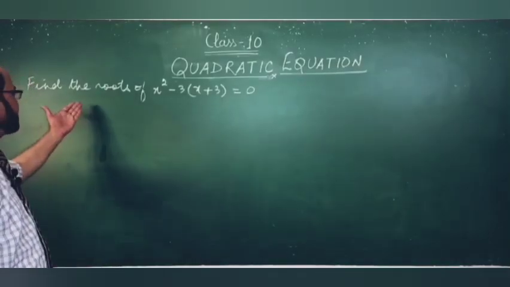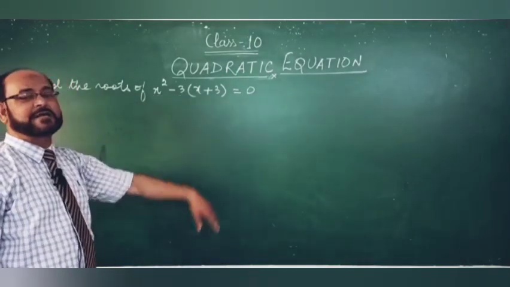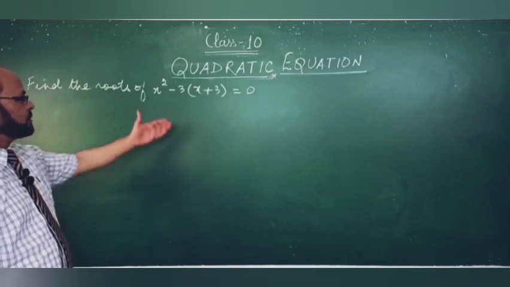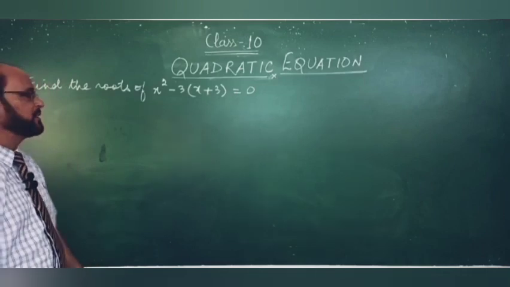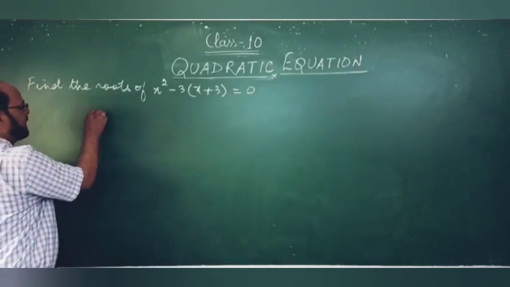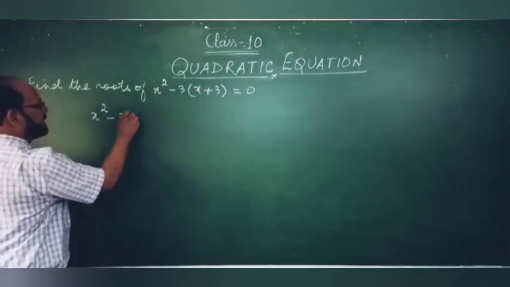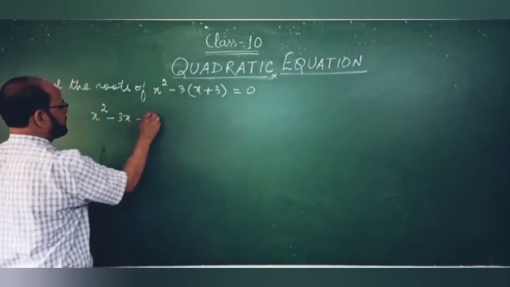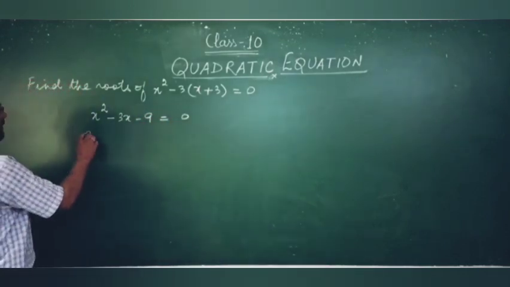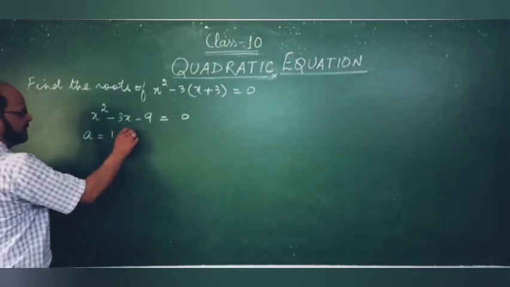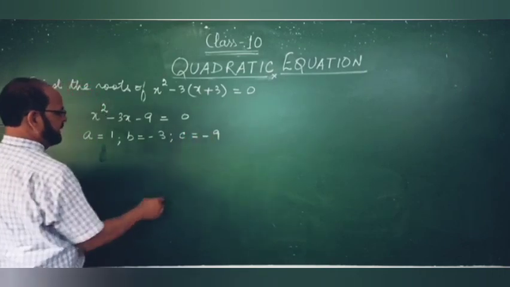Alright, let's take this example. Find the roots of x square minus 3 within bracket x plus 3 equals to 0. Since your question is not given in standard form, first of all you will change the given question in standard form, and to do that you will open the bracket. So it is x square minus 3x and this negative sign will change positive into negative, equals to 0. Now you will find the value of a, b and c. A is 1, b is negative 3 and your c is negative 9.